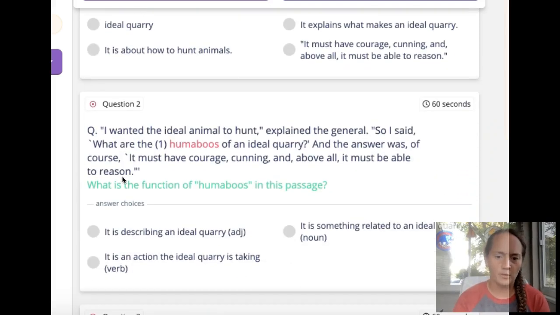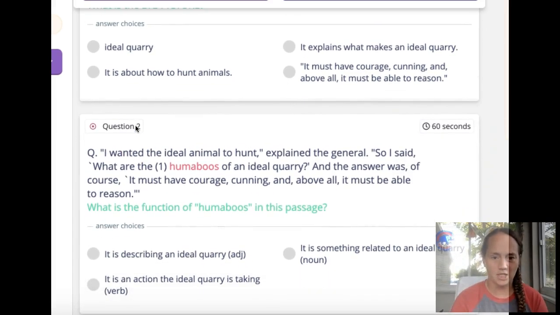So big picture, what we do is we ask ourselves, all right, what is this passage about? So take a second, think about it to yourself.